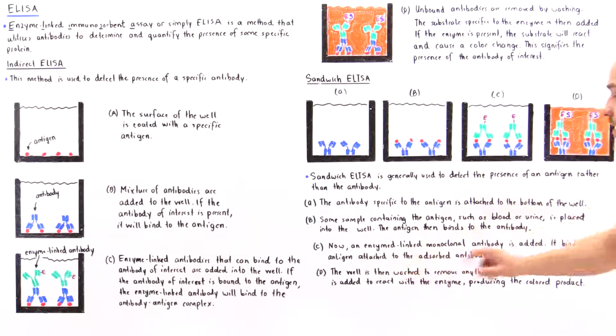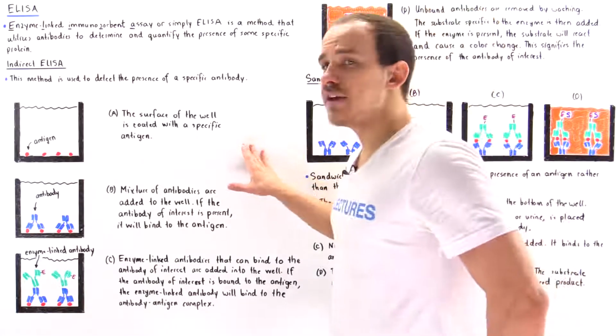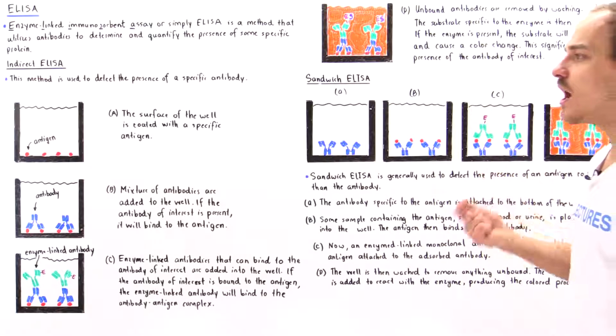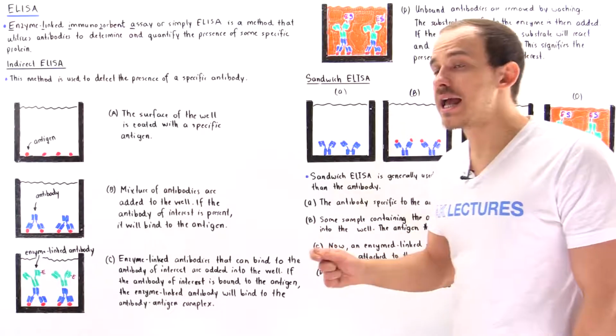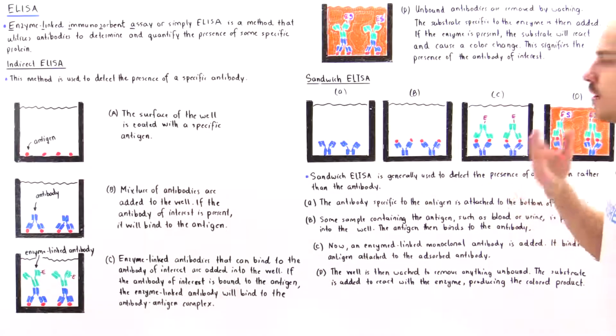So the well is washed to remove anything that is not bound, and the substrate is added to react with the enzyme producing that product that gives off that color. And just like in the case of indirect ELISA, in sandwich ELISA, the darker that color is, the higher the concentration of that antigen. And the lighter the color is, the smaller the concentration of our antigen.